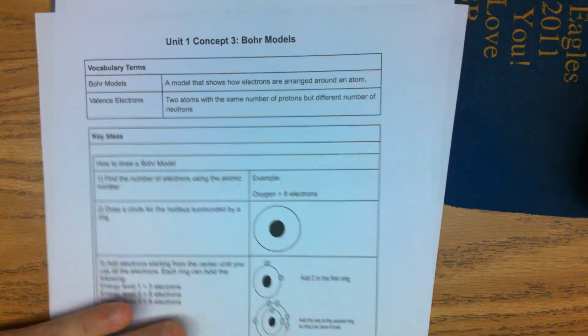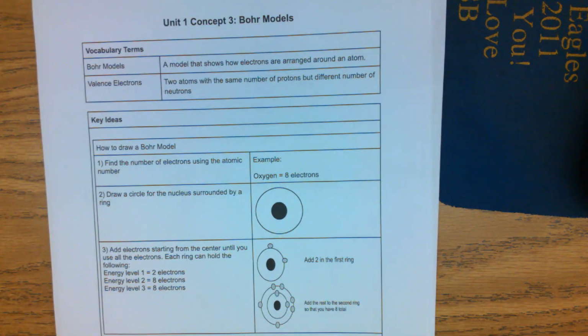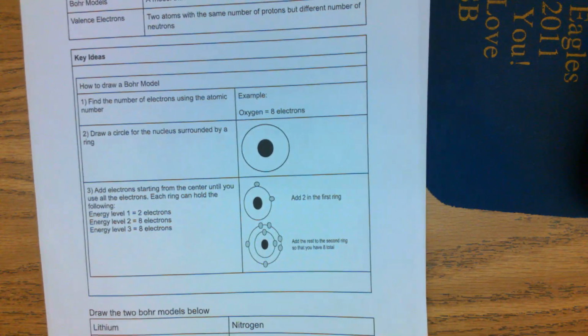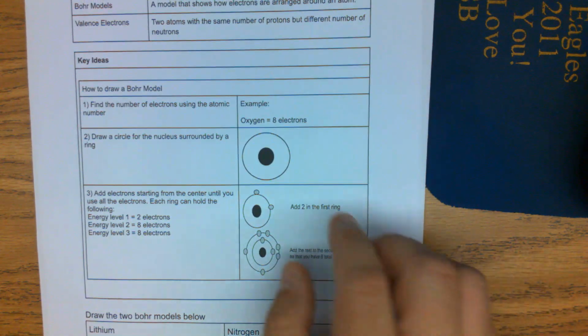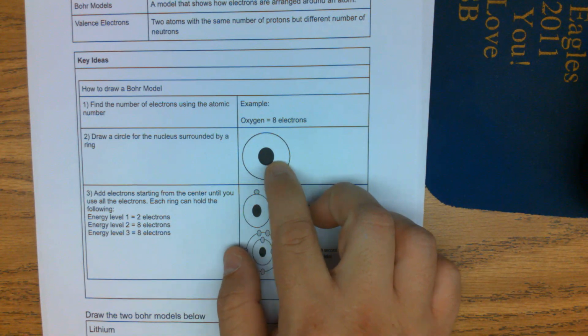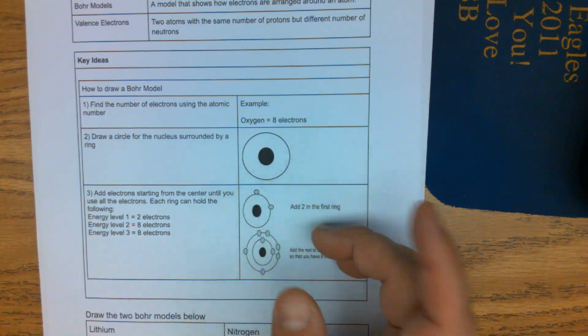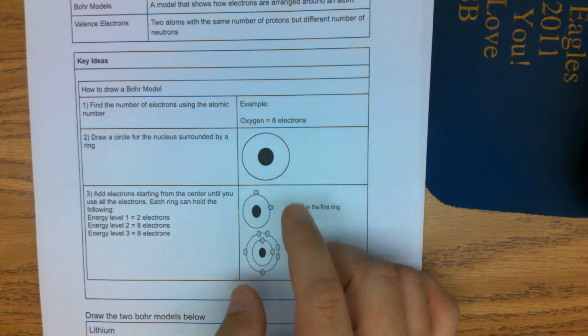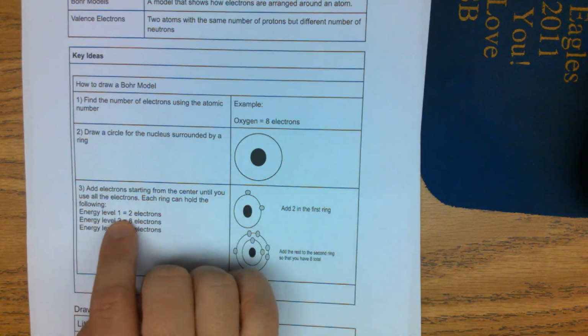Okay, the last section for Unit 1 is the Bohr model. The Bohr model shows us how electrons are arranged around an atom. When we draw the Bohr model out, we start off with a nucleus in the center. We create rings called energy levels, and we add electrons according to the rules that are here.